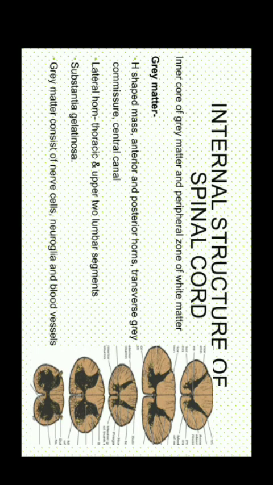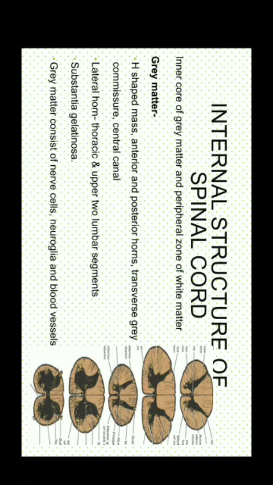The gray matter consists of an H-shaped mass which has anterior and posterior horns. You can see this dark part, this H-shaped mass having the anterior horn and the posterior horn, and it has a transverse gray commissure which has a central canal in between.